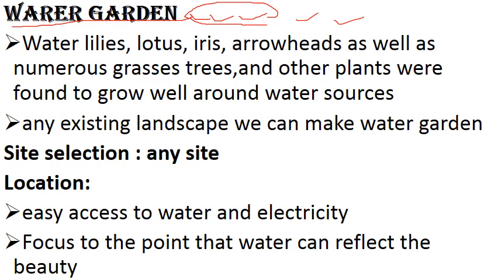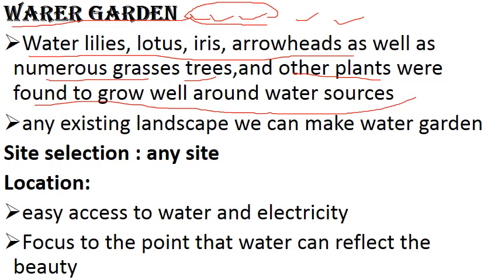If no plant could tolerate water, then there would be no question of a water garden. Water lilies, lotus, iris, arrowheads, as well as numerous grasses, maybe some trees, and maybe some other plants were found to grow well around water sources. So we need water and we need plants to make a water garden. Any existing landscape can become a water garden.